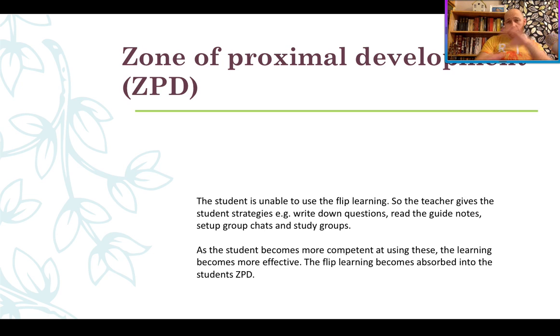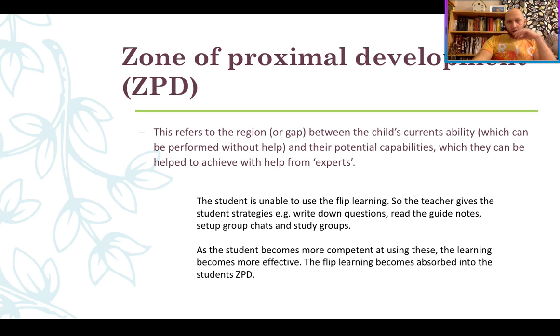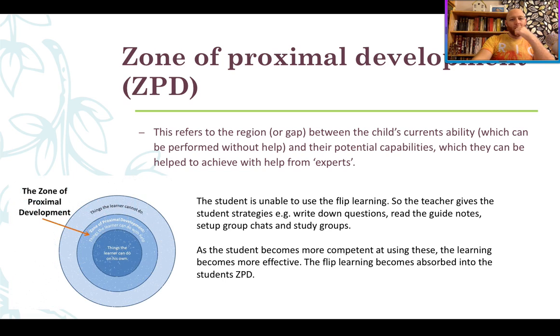Okay, this is probably the most important part of Vygotsky's theory, and it's a concept that is fairly relevant today called the zone of proximal development. Few teachers escape their training without hearing of this theory. So the zone of proximal development refers to the region or gap between a child's current ability and essentially the next step up, the next ability that they could attain.